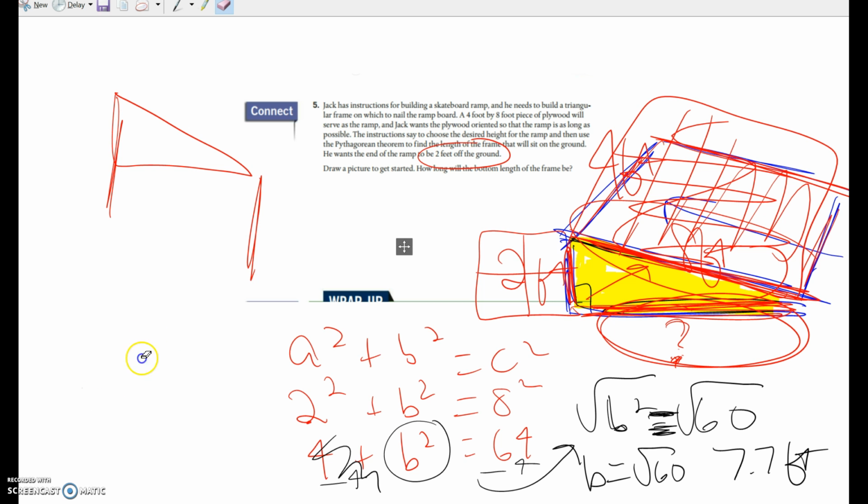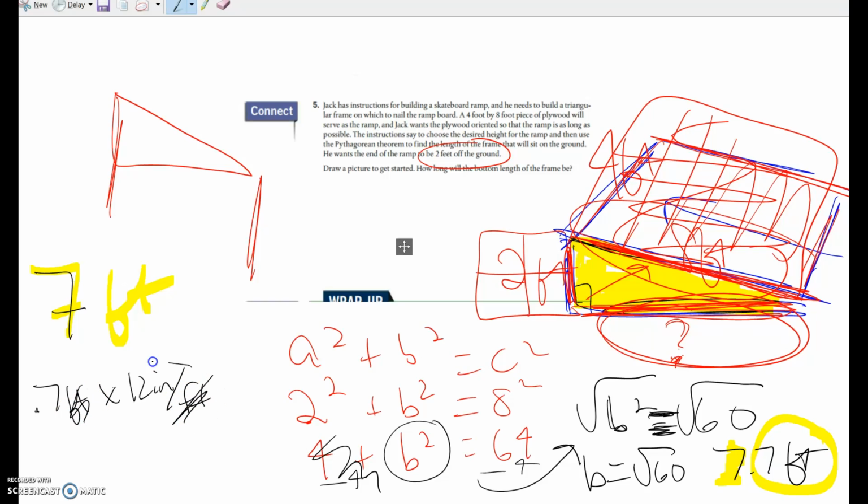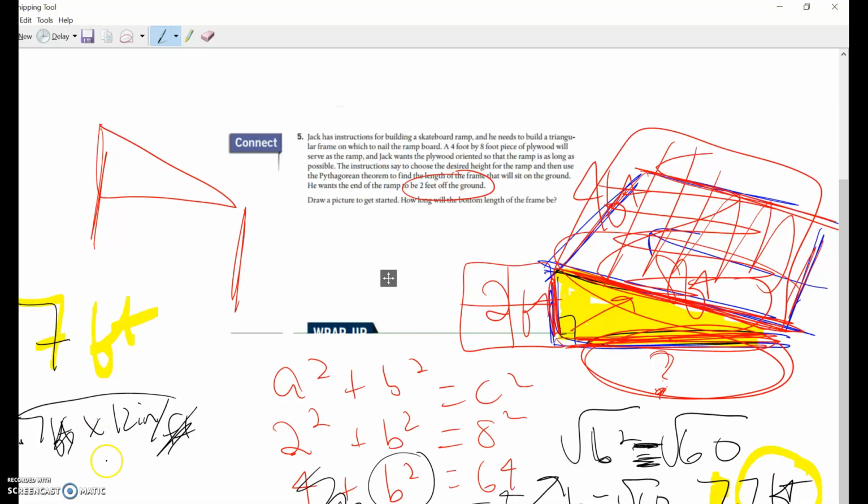So the 7 part is great. I definitely have 7 feet. But what about this 0.7 feet? What I'm going to do is take that 0.7 feet and multiply by 12 inches per foot to figure out how many inches that is, because someone who does woodworking is going to care more about that.